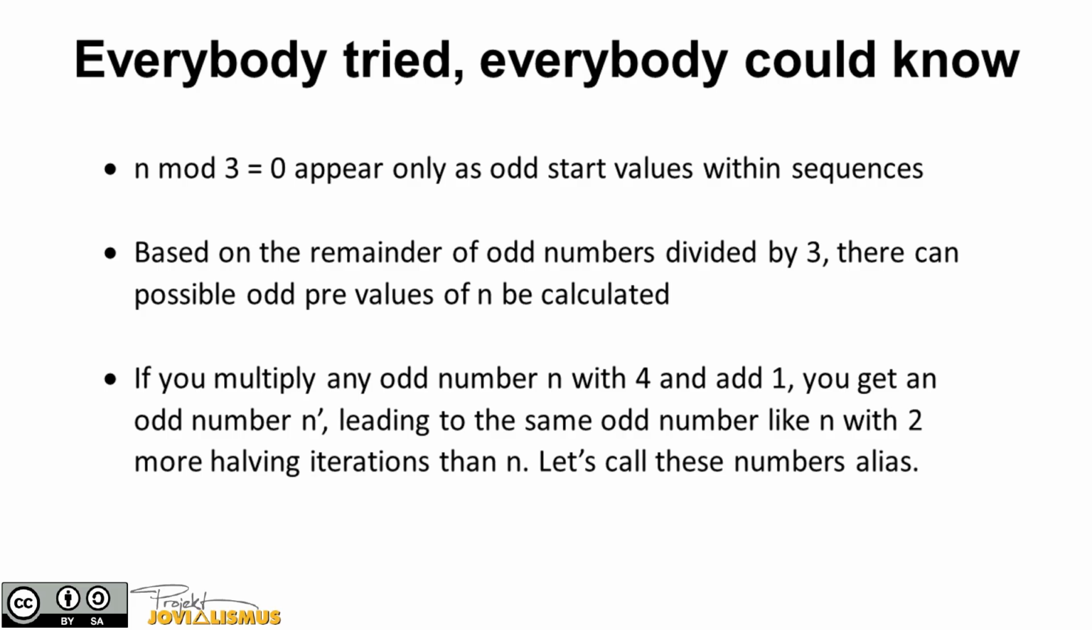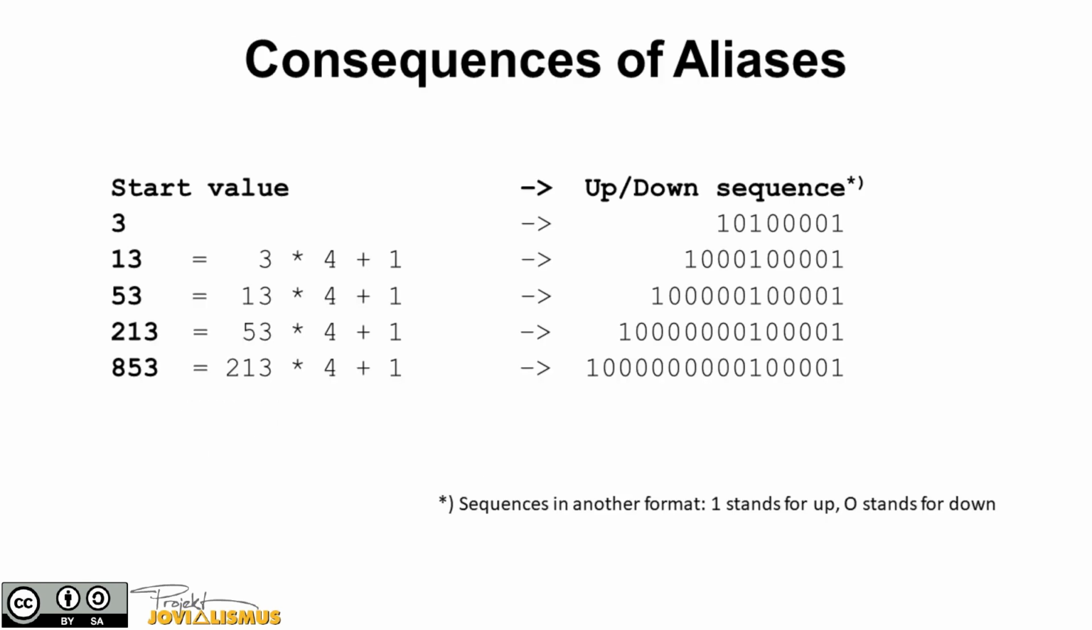Everybody tried, everybody could know, but did anybody think about the consequences? Let's take a list of ups and downs. 0 stands for down, 1 stands for up. This means that any operation of 4n plus 1 with odd numbers extends the up-down sequence of n on the left side with 1 0 0, replacing the leading 1. This applies to every sequence with an odd start value.